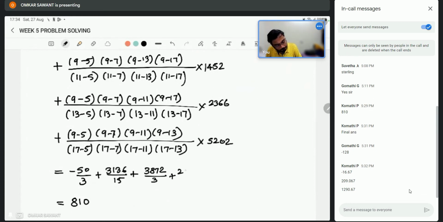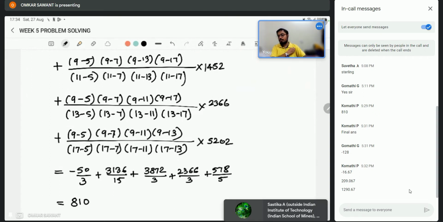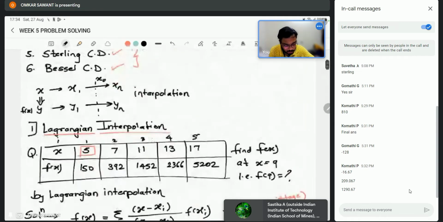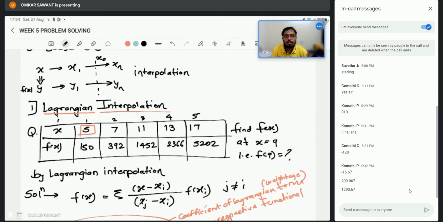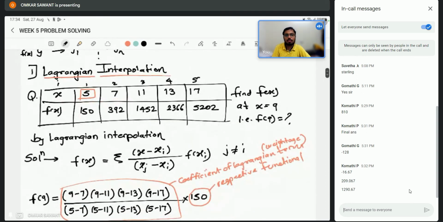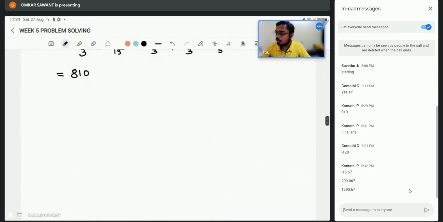This we use because the intervals are unequal. Okay. So we can use Lagrange interpolation. Even if intervals are equal, we can still use Lagrange interpolation, but it is very tedious, so we use simpler methods. But if we have unequal intervals, then we cannot use those previous methods which we have learned. Okay, so this is Lagrange interpolation.